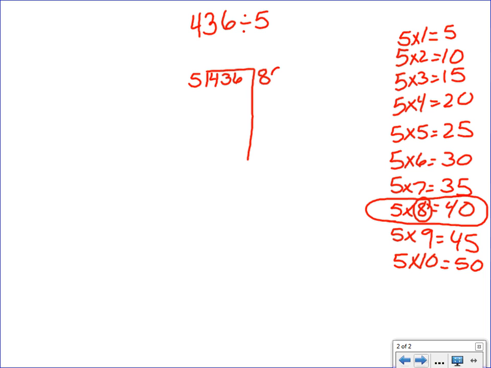I'm going to make it an 80. So now it's 80 times 5, which would give me 400. So I'm going to subtract 400 from 436. That's going to leave me with 36.